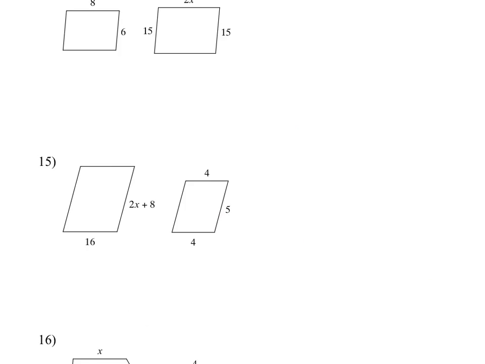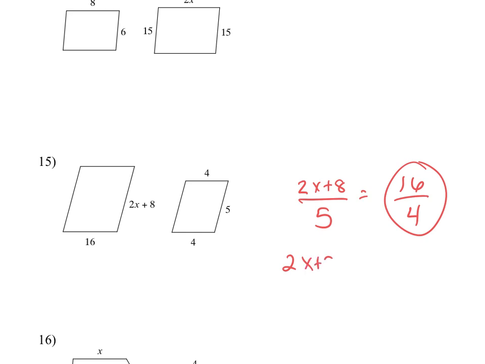Remember that these shapes are in the same orientation. So we have 2x plus 8 goes with who? 5. Yep. And 16 goes with who? 4. Now, I see an opportunity to reduce that, and I'm going to do that. You don't have to. You can use the big numbers, but I think you just run a risk. And I'm going to put 4/1, so I can cross multiply now a lot easier. Everybody see what I did?